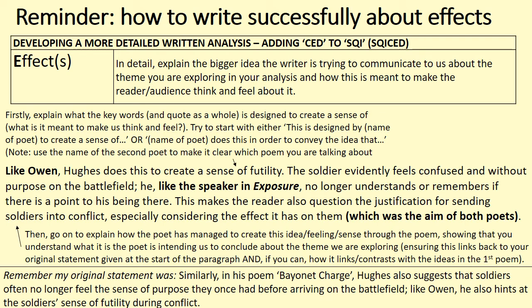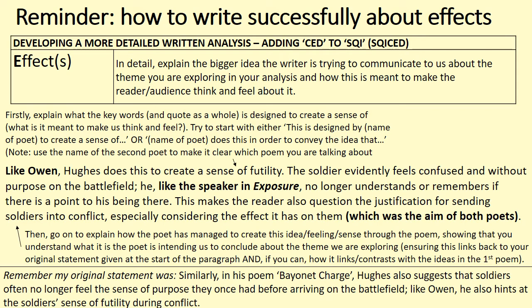So I've gone on to explain how the poets managed to create this idea and feeling, and then I've shown that I've understood what it is the poet's intending us to conclude and feel about this theme, in this case, about the effect of conflict. Okay, and I'm ensuring that I've linked my original statement, and I've also explained how it links or contrasts with the ideas in the first poem. So this is where your comparison is coming in, all right?